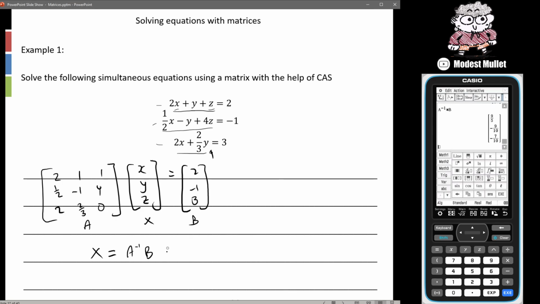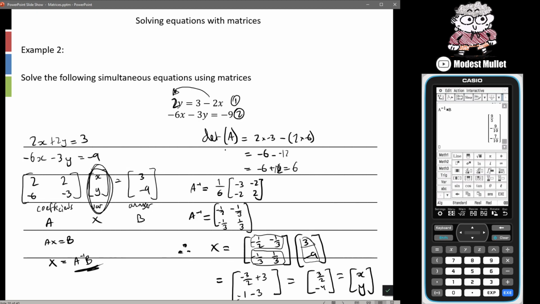There we go. My CAS tells me that X is equal to 9 on 5, negative 9 on 10, and negative 7 on 10. Or I can write X is equal to 9 on 5, Y is equal to negative 9 on 10, and Z is equal to negative 7 on 10. Rightio. So that's how we can do it on CAS. That's how we can do it by hand. You'll only ever be asked to do it by hand with a 2x2 matrix.